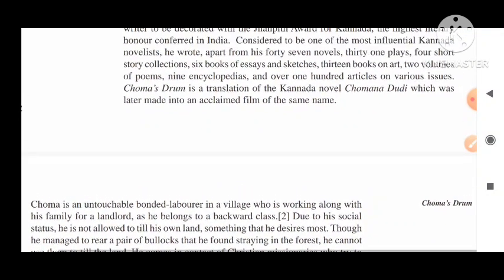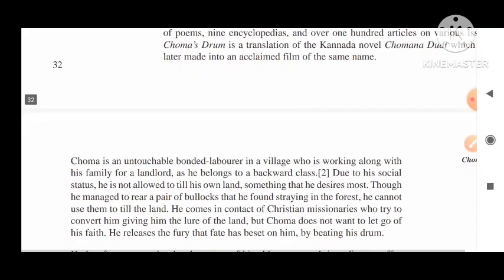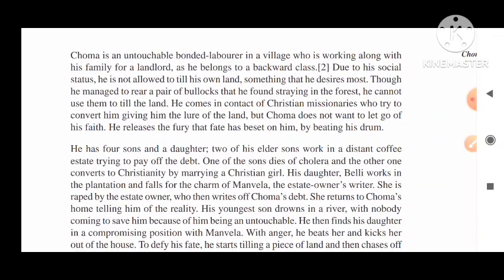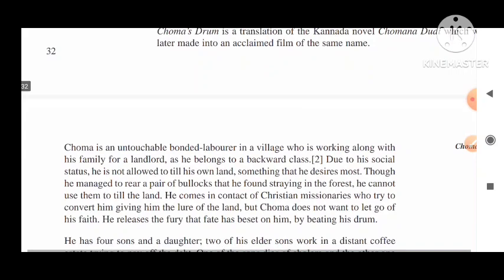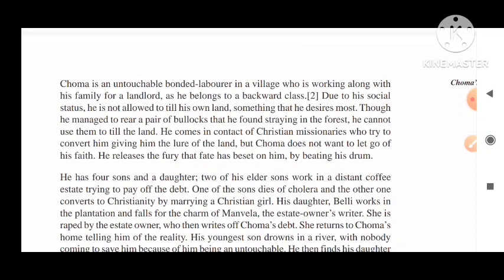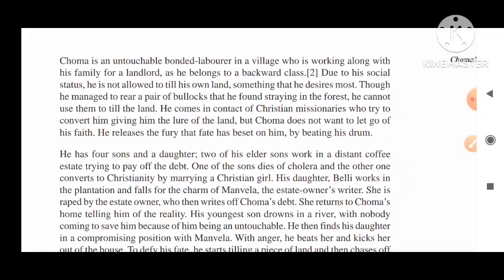Choma's Drum is a translation of the Kannada novel Chomana Dudi, which was later made into an acclaimed film of the same name. Chomana Dudi we already read, that is in the Kannada language. Choma is an untouchable bonded laborer in a village who is working along with his family for a landlord. So we will go to the story details. It is very enjoyable, so all of you listen to the story which I am reading, and you know all its meaning also.